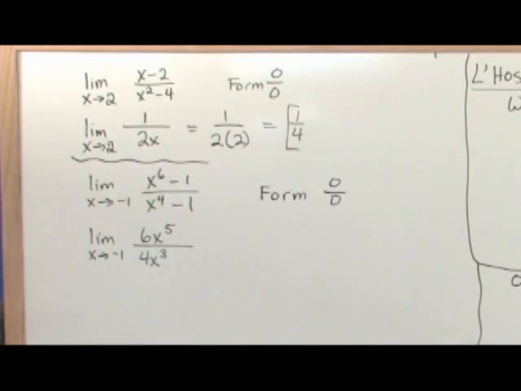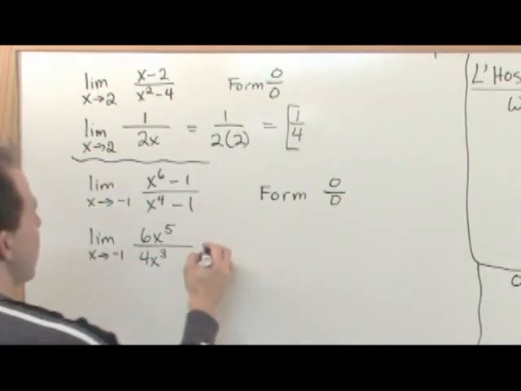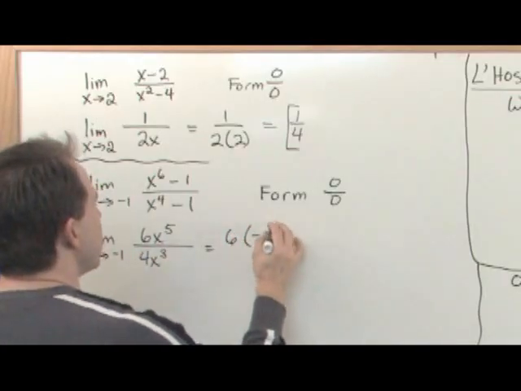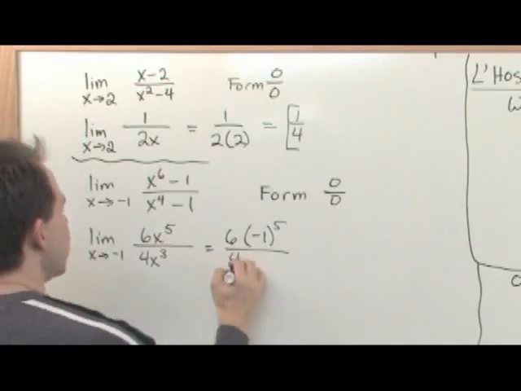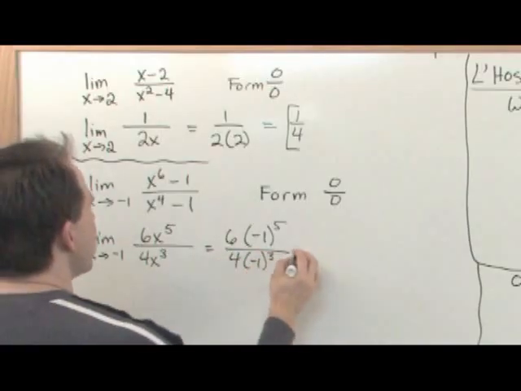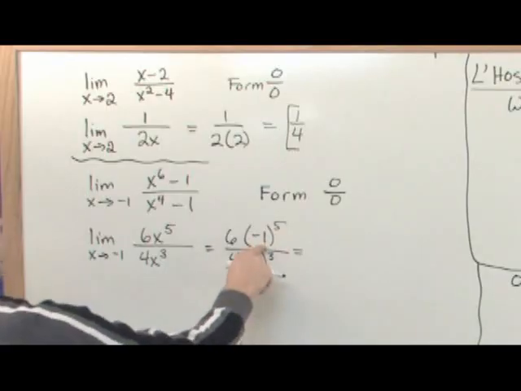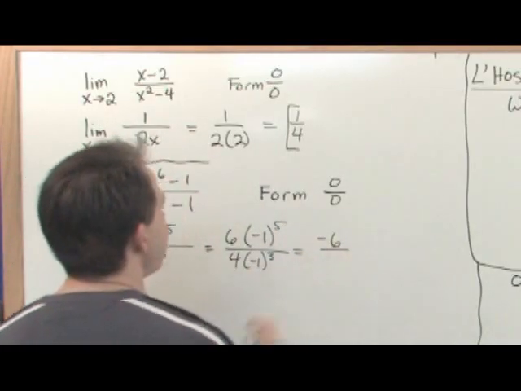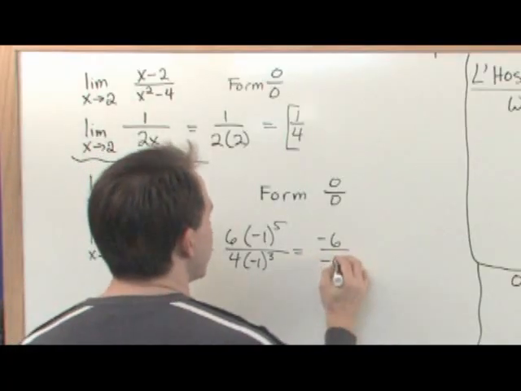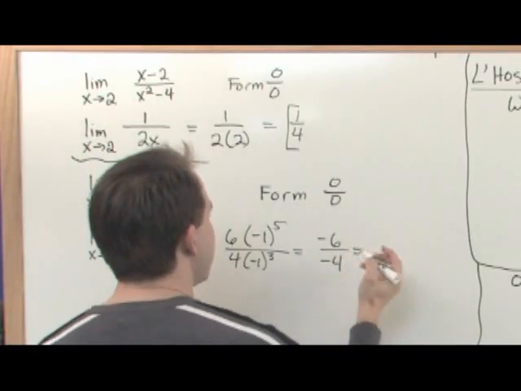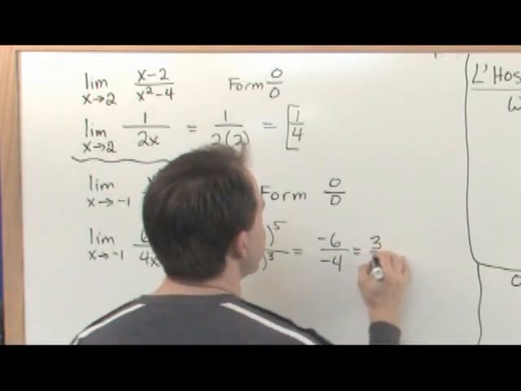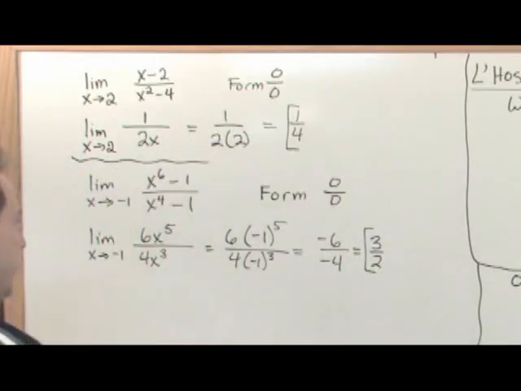Okay? So you evaluate the limit again. What do you have this time? Well, now you're going to have 6 times -1 to the 5th power, and on the bottom, you're going to have 4 times -1 to the 3rd power. Now these are odd powers, so -1 to the 5th power is -1, so you're going to have -6 on the top, and on the bottom you're going to have -4, and so the answer you're going to get is positive 6/4, which can be reduced to 3/2, right? So positive 3/2, and that's the answer.